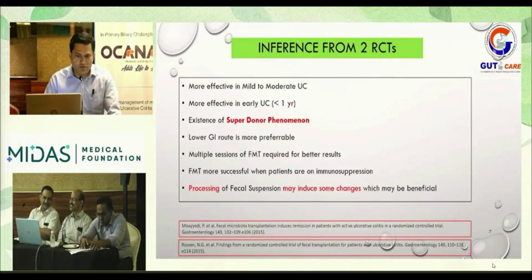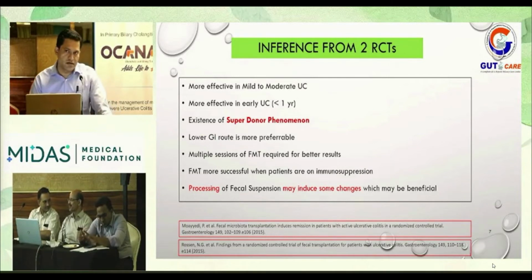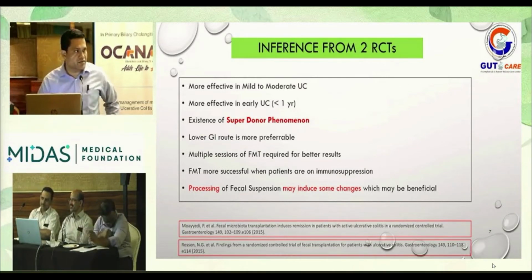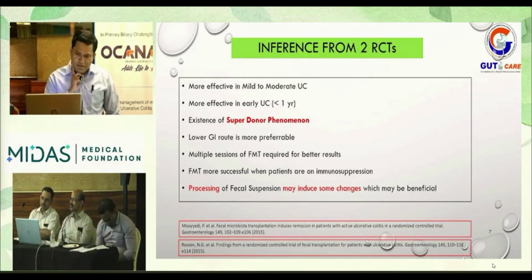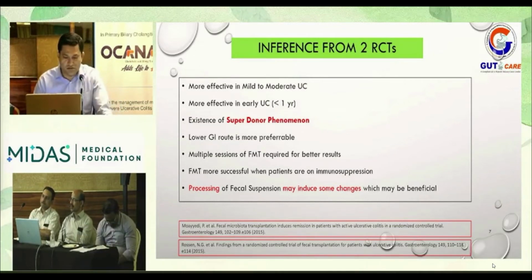So the inference from these two RCTs, as they included only mild to moderate UC, is that FMT is more effective in mild to moderate UC. It is also more effective in early UC, there can be a superdonor phenomenon, the lower GI route is preferable, and multiple sessions of FMT can give good results. FMT was more successful when patients were on immunosuppression.